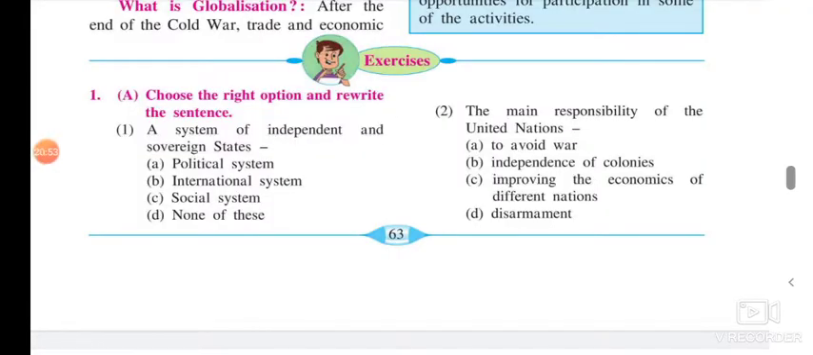We have an exercise over here, starting with choose the correct option. I will wait for you to read the questions. I'll read it out once more. I want you to pause the video and pick the correct answer. First one, choose the correct option and rewrite the sentence. A system of independent and sovereign states. Options: political system, international system, social system, and none of these. You can find the answer for this in the introduction.